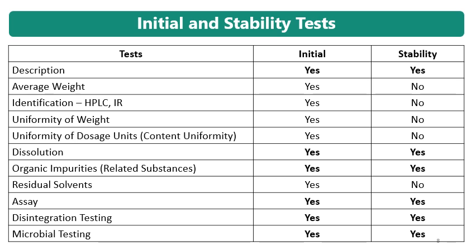While dissolution is tested, organic impurities, that is related substances, are tested. Residual solvents are not tested in stability because once you control the residual solvents, they will not increase on storage. Assay is of course required to be tested. Disintegration testing is done and microbial testing is done. So some tests are done only on the initial and some tests are done on both initial and stability period.